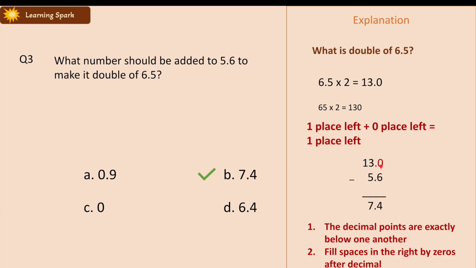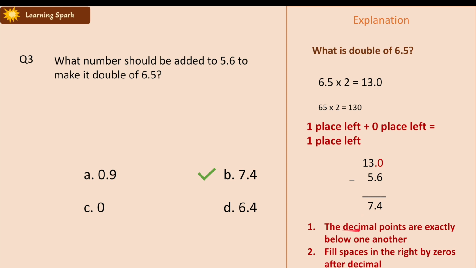So see here, 10 minus 6 equals 4. You borrow 1 from here, 10 minus 6 equals 4, and since you have borrowed from this, 13 becomes 12, so 12 minus 5 equals 7. Then at the end you put the decimal point exactly in the same column, on the same line as the decimal points above. You put it here and you get the answer, which is 7.4.